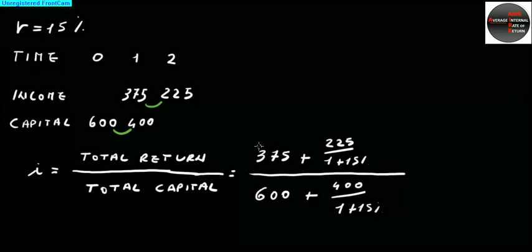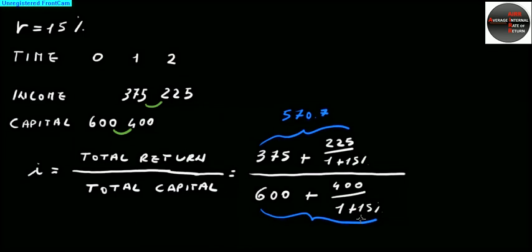So we have a total return which is equal to 570.7, and the capital that generates it is 947.8. So the rate of return of this project is the ratio of the total return, 570.7, to the total capital invested, 947.8.